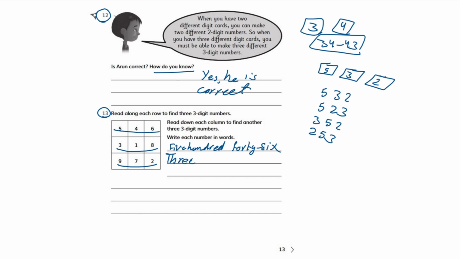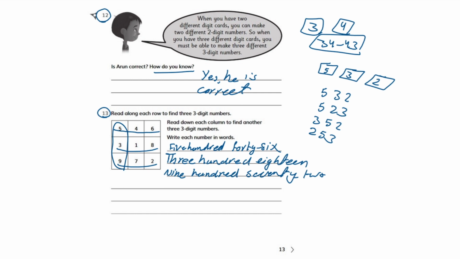The second number is 318, 300 and 18. The third one is 972, 900 and 72. Now we have to read down each column.